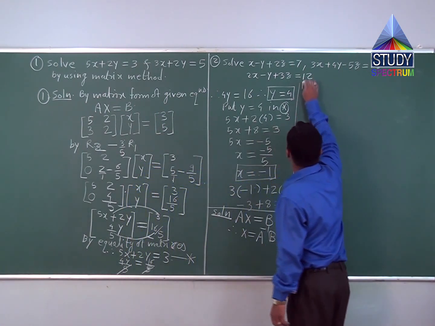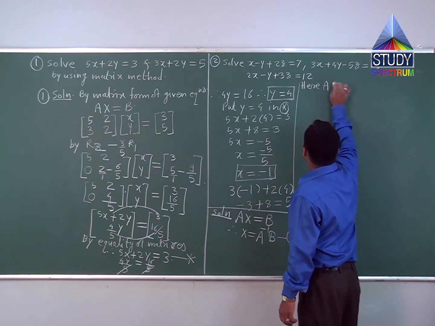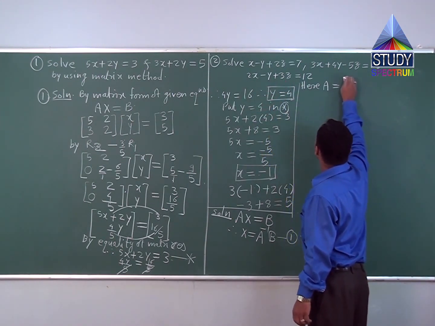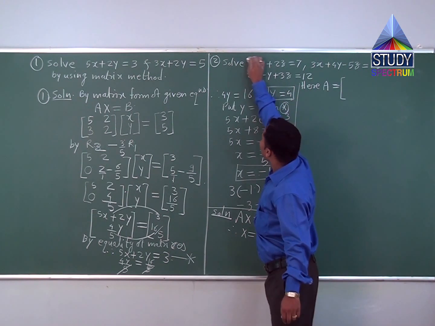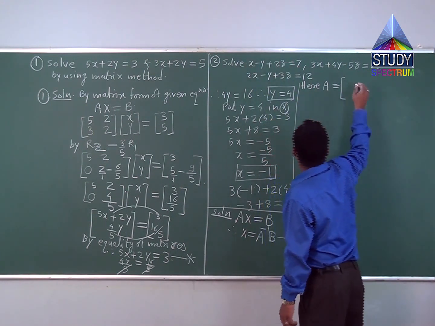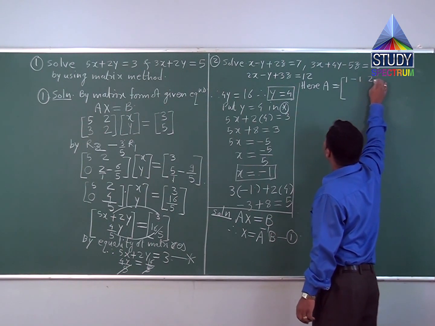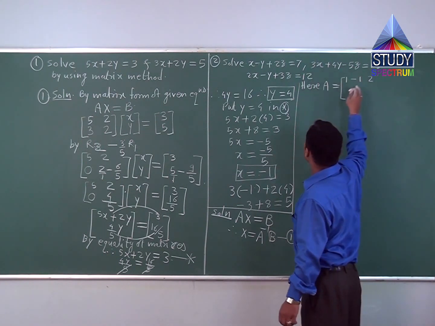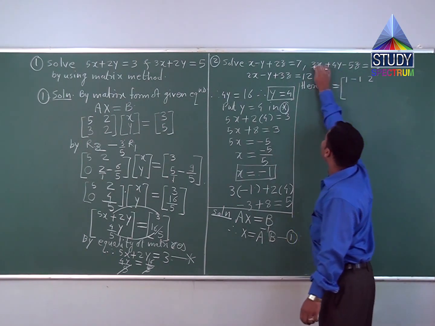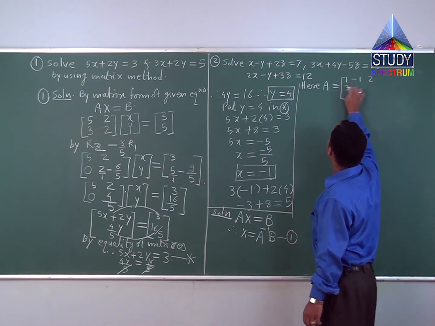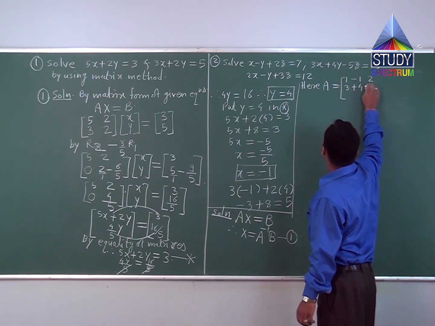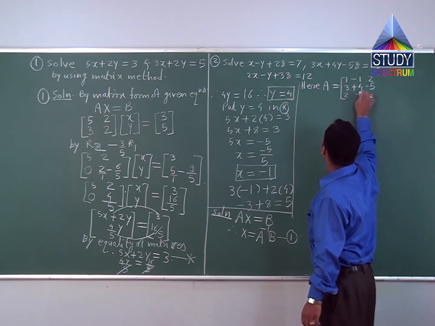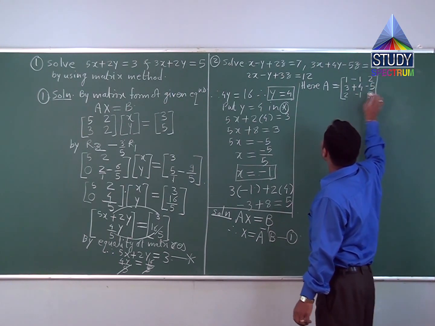So here, capital A equals the coefficient matrix. The coefficients are 1, minus 1, 2; 1, minus 1, 2. Here are the coefficients 3, 4, 5. The coefficients of x, y, z lie in the matrix A. So 3, 4, minus 5, and 2, minus 1, 3. So here is the A.